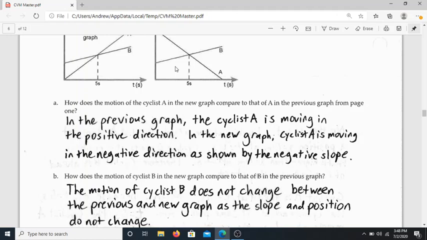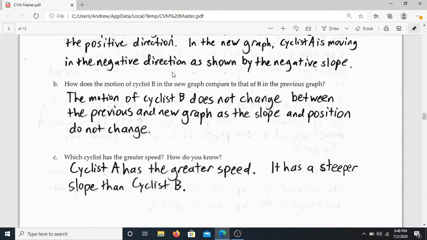All right? So part C, which cyclist has the greater speed and how do you know? All right? So speed, remember, once again, we find speed by looking for that slope. Speed only cares about how fast you're going. So speed only cares about the number. It doesn't care about the direction.